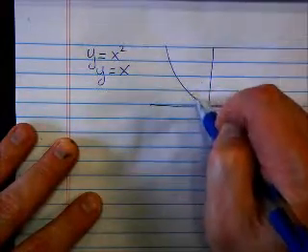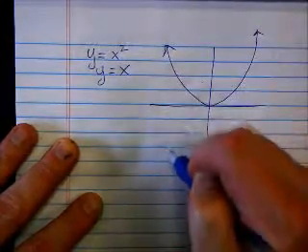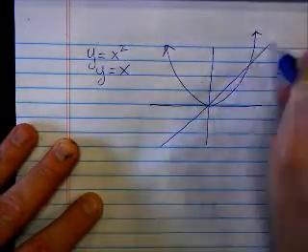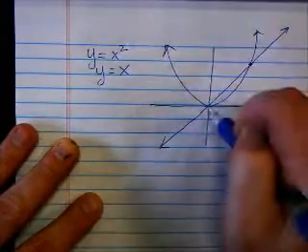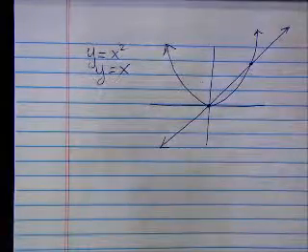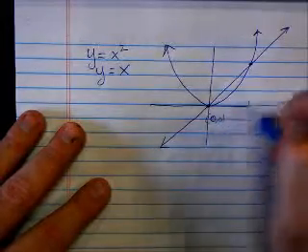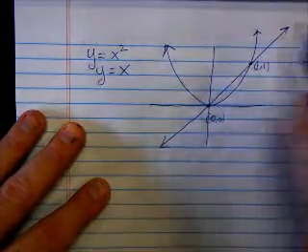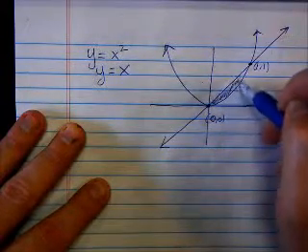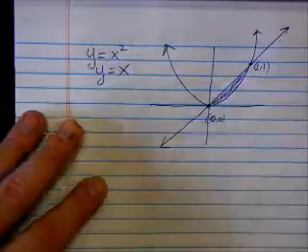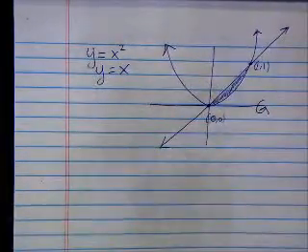All right, so I think y equals x squared looks like this. And then I think y equals x looks like so. And they cross right there, and they cross right there. What are those points where they cross? 0, 0, and 1, 1. So what I'm asking you to do is take this little area right here, spin it around the x-axis, and tell me what the volume is.